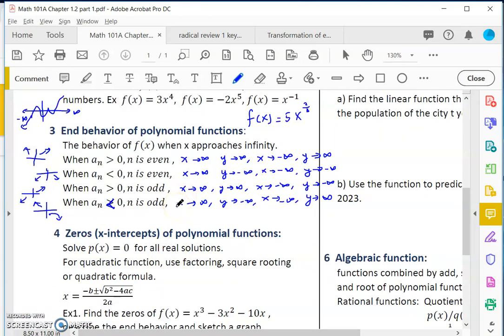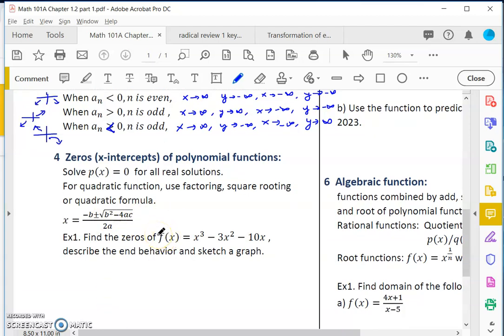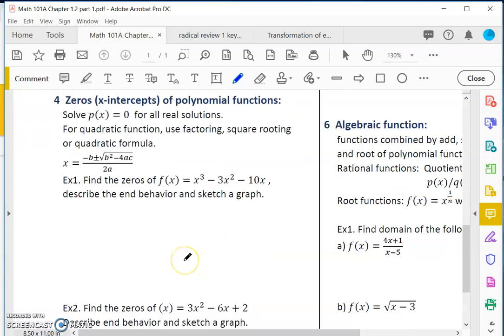It helps us to graph the function. In order to graph a polynomial function, of course, zeros are very important. To solve for the zero of a linear function is very easy. It's just solving a linear equation. But for a quadratic, you can use factoring, you can use square rooting, or you can use the quadratic formula. We went over how to do factoring in chapter 1.1. So we're going to look at how we can find the zeros using factoring as well as the quadratic formula here.